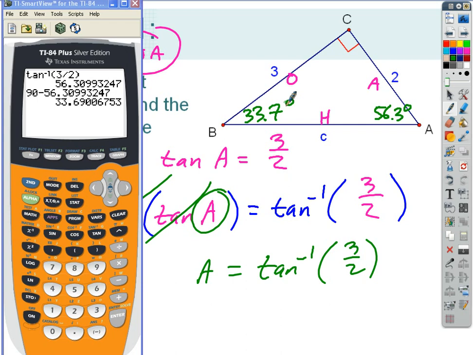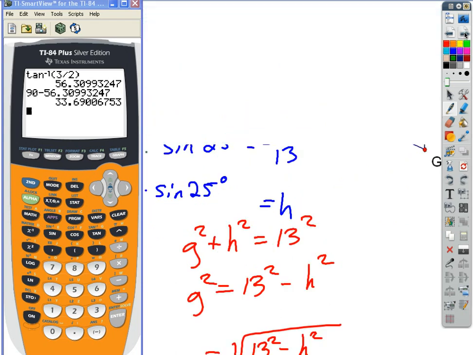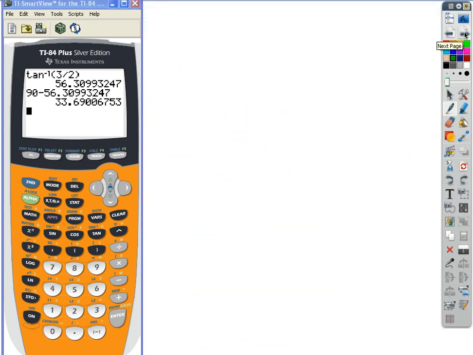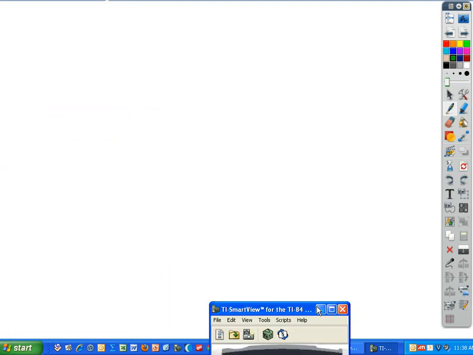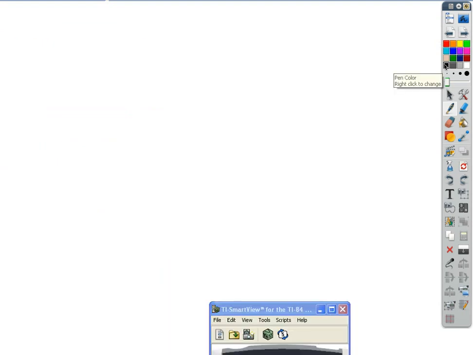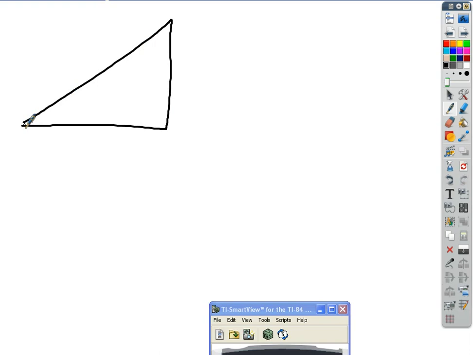And this side over here is 18. Okay? And I want to find, let's find this angle. Call that angle X. Okay, how would I find angle X? Joseph, how would I find angle X? What's the trig ratio there?